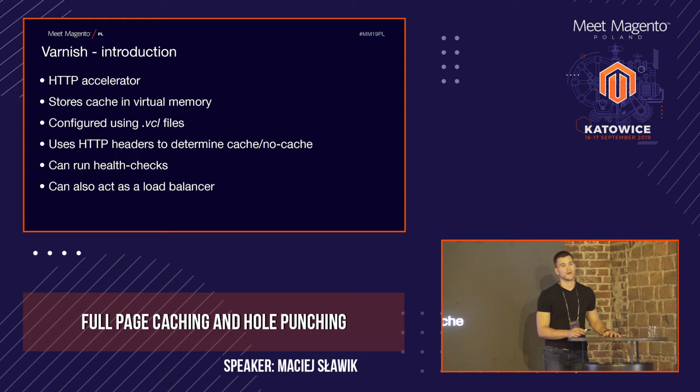Also, Varnish can act as a load balancer if you have more than one application server, that is more than one backend. Varnish can send the traffic between the backends. And it also can run health checks to determine the health of each of the backends. And if one of the backends becomes unhealthy, that is, it doesn't respond, Varnish will automatically route the traffic only to the healthy backends.